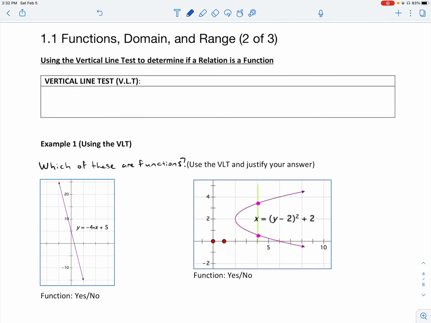Welcome to 1.1 Functions, Domain, and Range, Part 2 of 3. In this video, we'll be talking about the vertical line test and how we can use it to determine if a relation is a function. And then we'll be going over the concepts of domain and range for data sets.